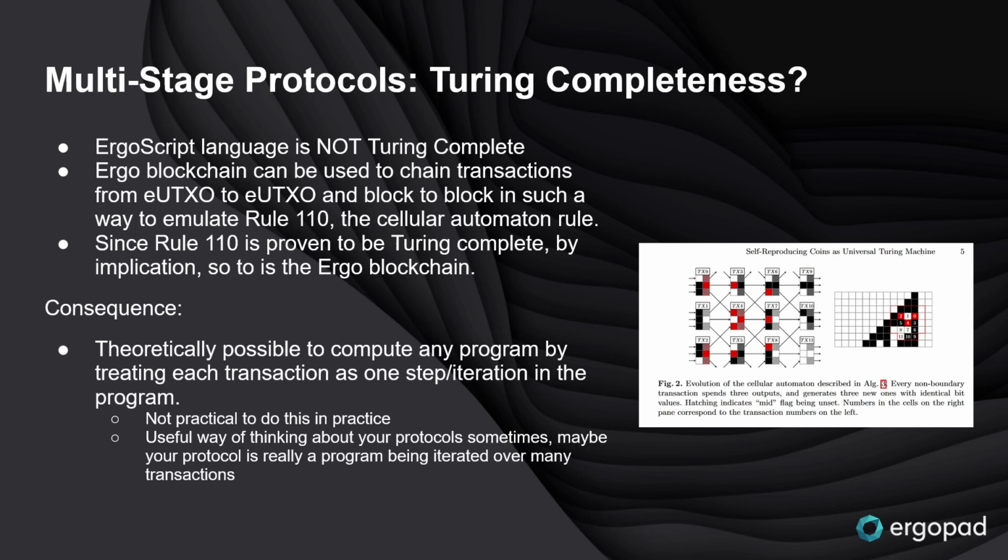So you could, in theory, run any program you wanted using the blockchain, and you could think of the different iterations or steps in the program as other transactions. In practice, this isn't really useful. You're not going to try to run any program you want. It won't run Crysis. But it is useful to think, when you're developing a protocol, of the different steps in the protocol as different transactions that occur over time.